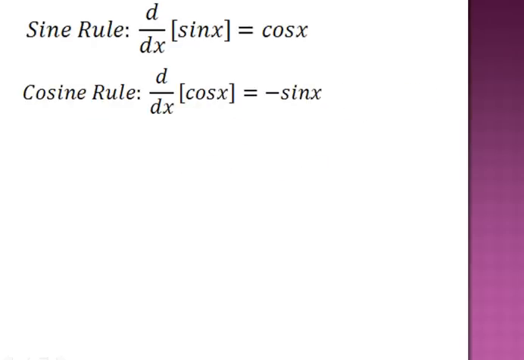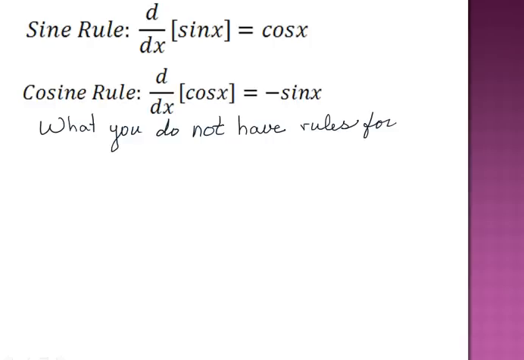Your sine and cosine rules are very basic. Sine of x derives to cosine x, and cosine x derives to a negative sine of x. What is most important at this time is what you do not have rules to derive. So your derivative rules are very specific. And so you need to understand that they work only for what they say they work for. And so we're going to look at some that you do not have rules for.